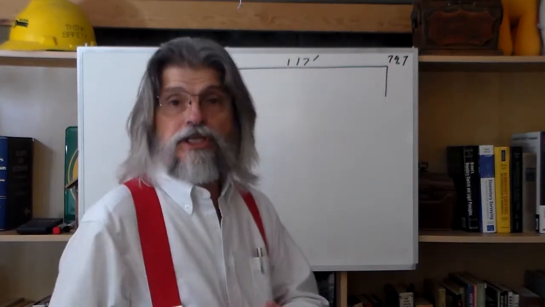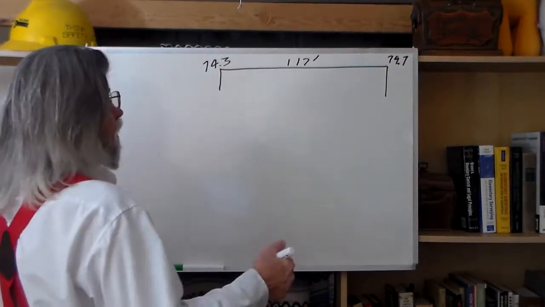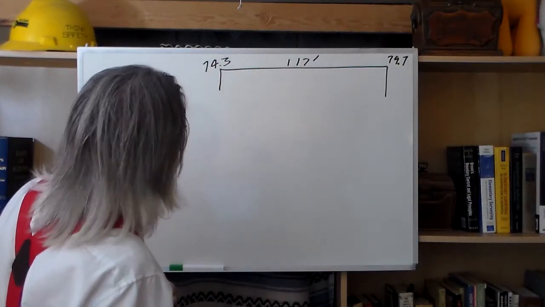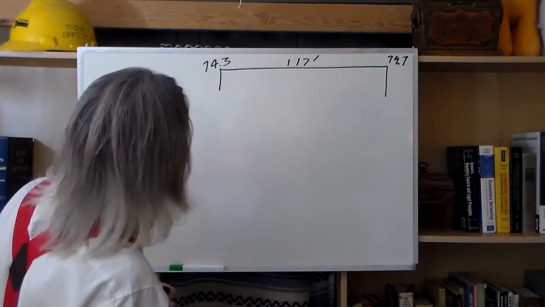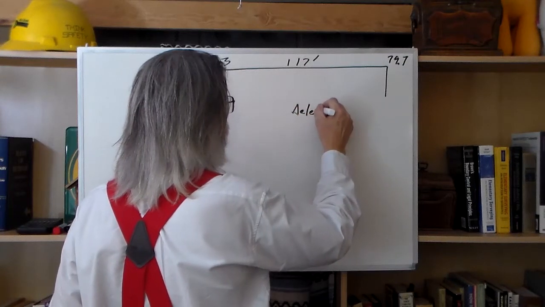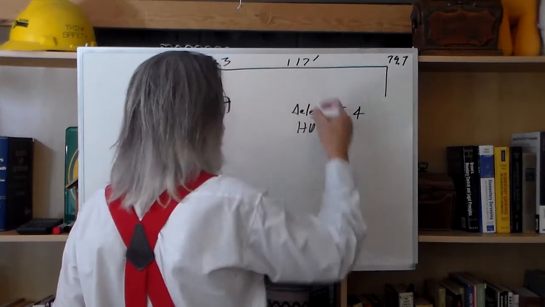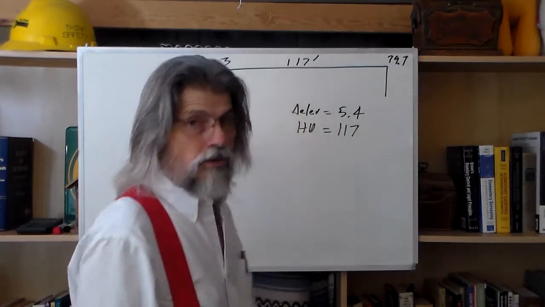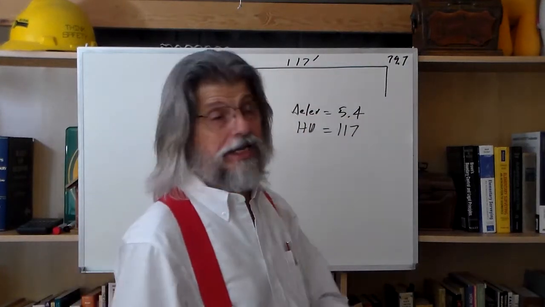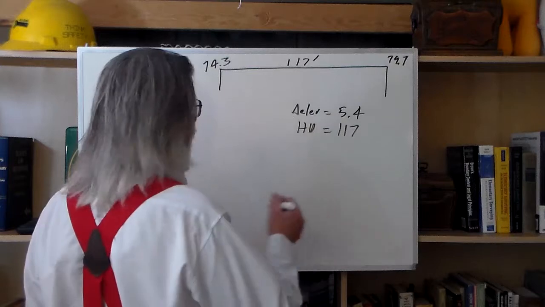Okay, first thing you need to do is determine how much elevation change you got in this 117 feet. So 79.7 minus 74.3 gives us a distance, I believe, of 5.4. So our delta elevation is 5.4 feet. Our horizontal distance, like we wrote up on top, is 117 feet. So, first step, calculate the rate of change. Remember, we're assuming this is a straight grade, that it's a straight line from point to point. There's no swales in it or humps or anything like that.